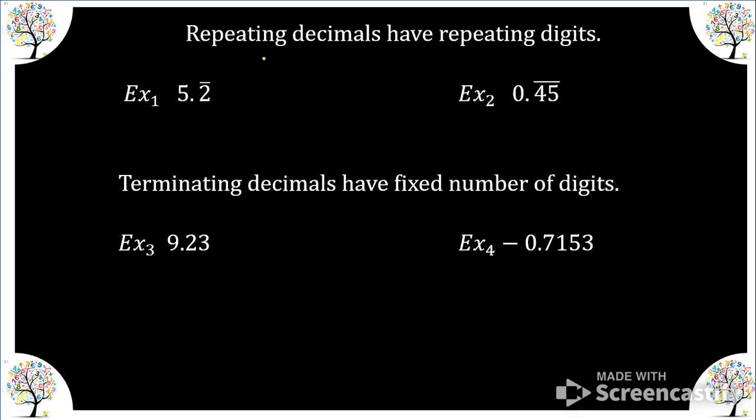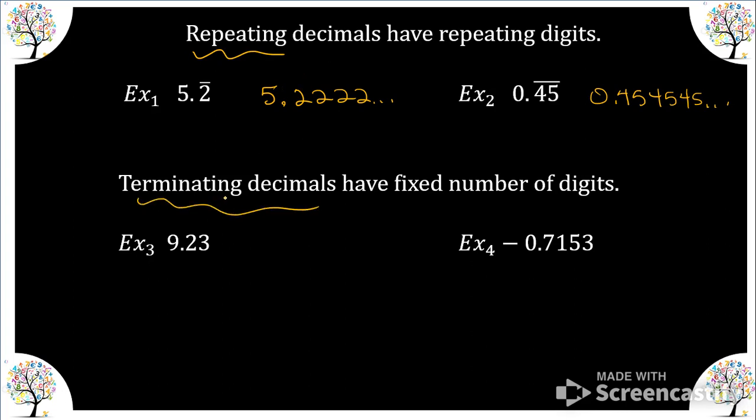So let's talk about repeating decimals. A repeating decimal is a digit that keeps repeating and goes on and on forever. So here our 2 is repeating and it does not terminate, it doesn't stop. Here 0.45 repeating means the 4 and 5 keep repeating on and on. These repeating decimals are rational numbers.